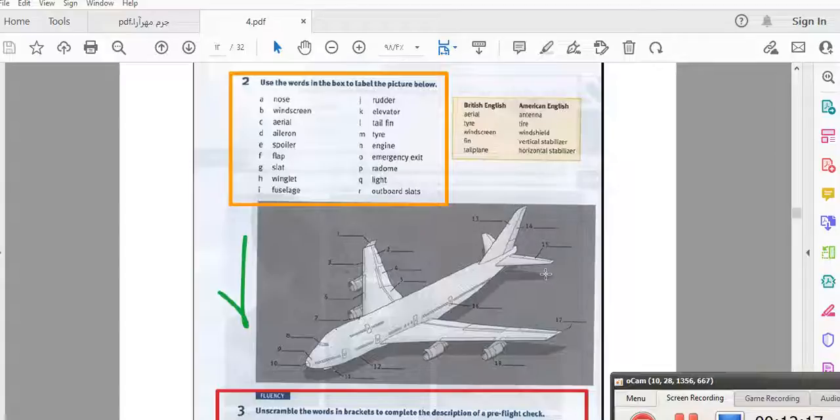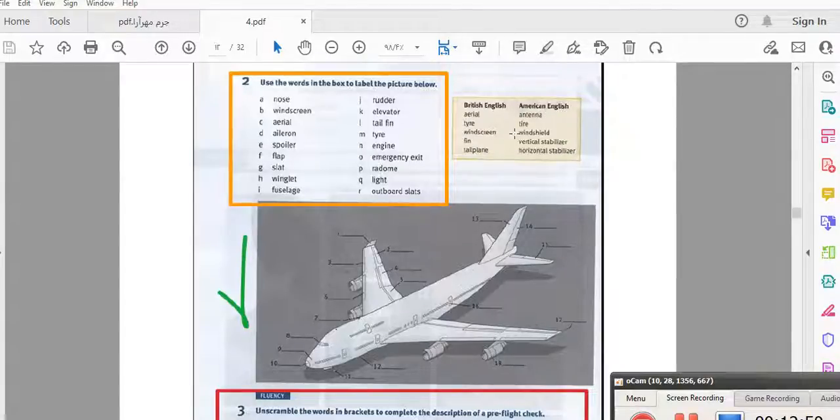Number 15, elevator. See, it's here. Number 16, emergency exit. It's here, the door for emergency exit. Number 17, light. Where is it? Here. Light. Number 18, engine. Look at here, engine, motor. Okay, look at this part.